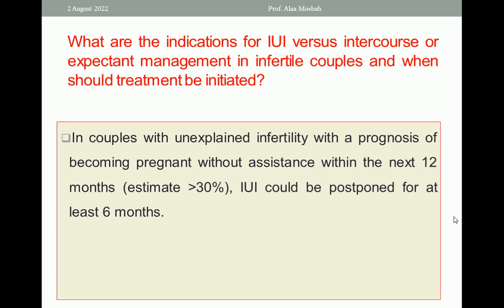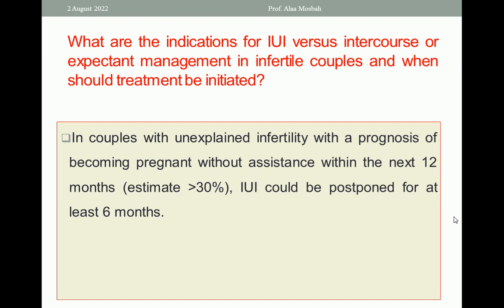First question: what are the indications for IUI versus intercourse or expectant management in infertile couples, and when should treatment be initiated? In couples with unexplained infertility with a prognosis of becoming pregnant without assistance within the next 12 months estimated at more than 30%, IUI could be postponed for at least 6 months.